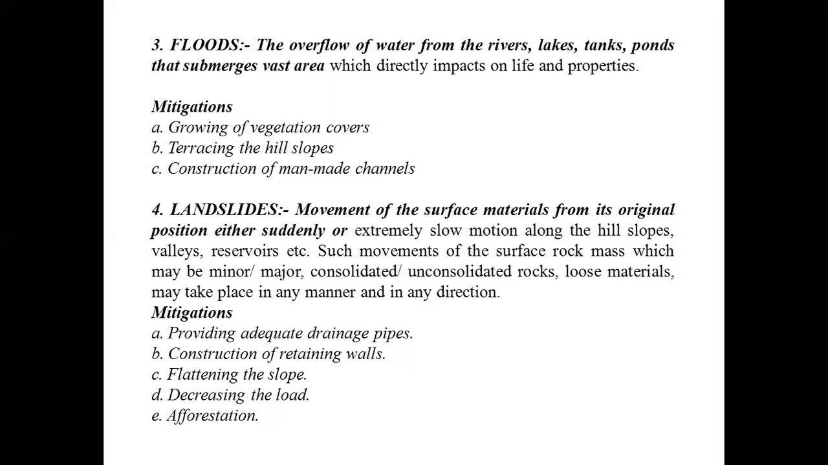So what are the mitigations of this? Providing adequate drainage patterns. The drainage system should be properly constructed in order to avoid these landslides. Construction of retaining walls. Retaining walls are very important depending upon the slope of that construction area. We have to provide retaining walls. Flattening of the slopes: if the slope is too steep, you have to reduce the slope so that we can avoid landslides. Decreasing the loads: unnecessary load should be avoided and afforestation should be continued in a proper manner.